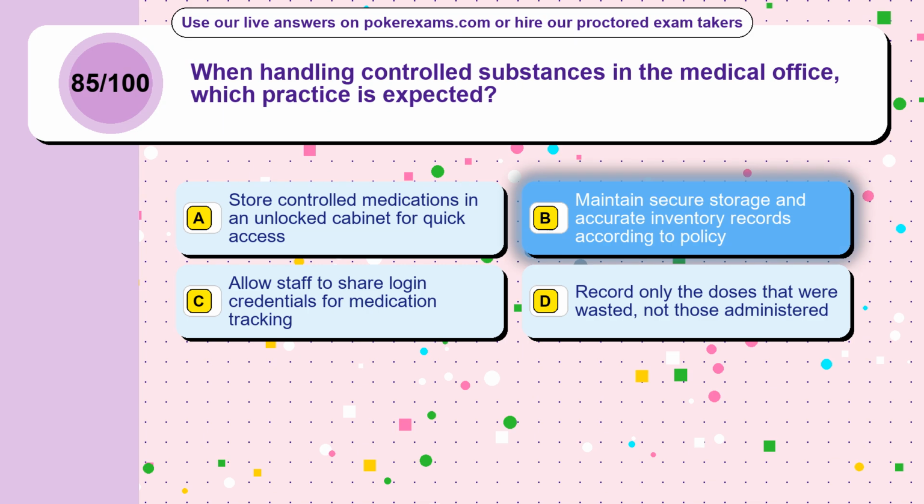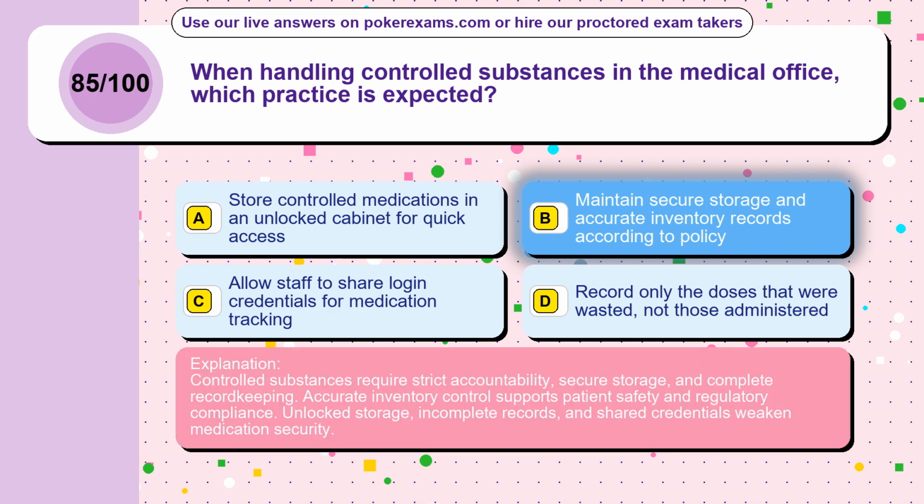The correct answer is option B. Maintain secure storage and accurate inventory records according to policy. Controlled substances require strict accountability, secure storage, and complete record keeping. Accurate inventory control supports patient safety and regulatory compliance. Unlocked storage, incomplete records, and shared credentials weaken medication security.